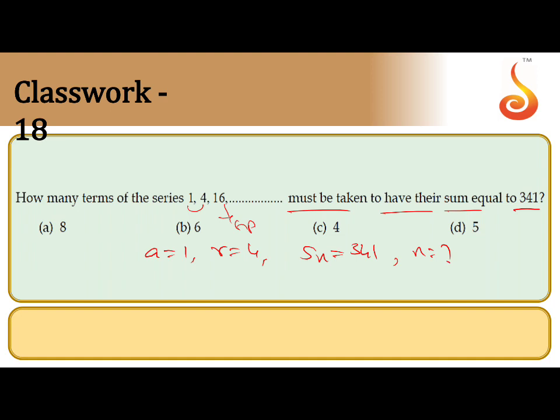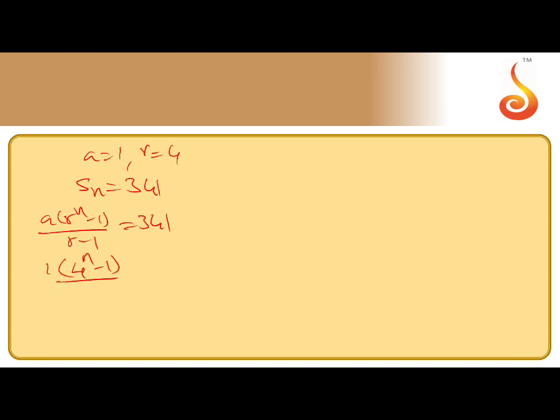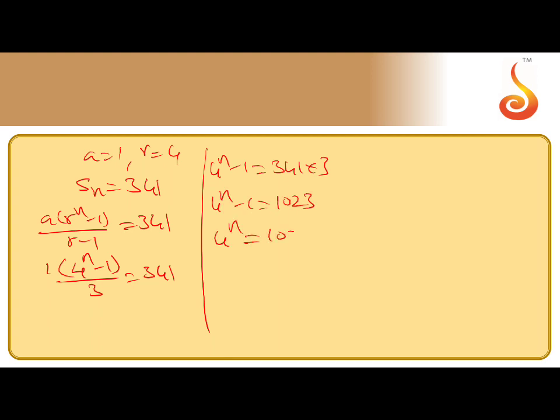So you can take the next page and solve it. So the question: what is A? A is 1, R is 4. Sn is given as 341. Sn is A into R power n minus 1 by R minus 1, equal to 341. A is 1, R means 4 power n minus 1 by 4 minus 1, which is 3, equal to 341. So 4 power n minus 1 is 341 into 3, which is 1023. So 4 power n equals 1024.